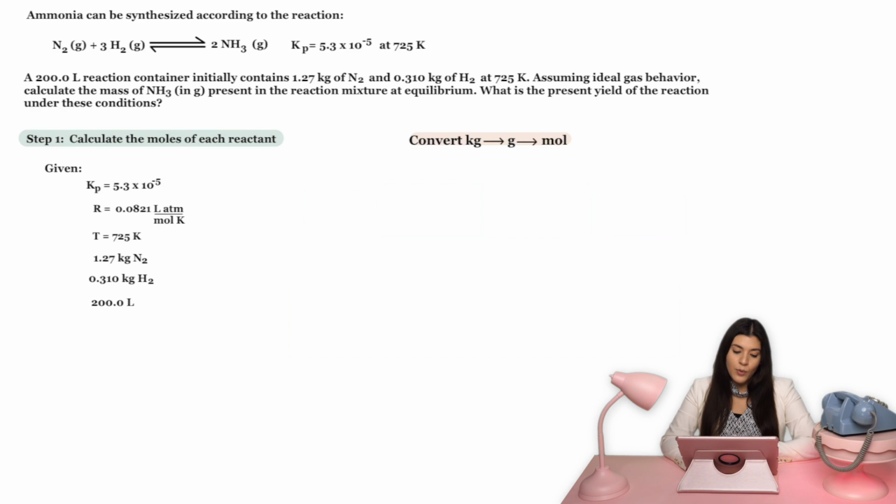So we're given both of our reactants in kilograms. We want to convert that to moles. So remember how we do this. This is just some stoichiometry. We're going to go from kilograms to grams and then from grams to moles.